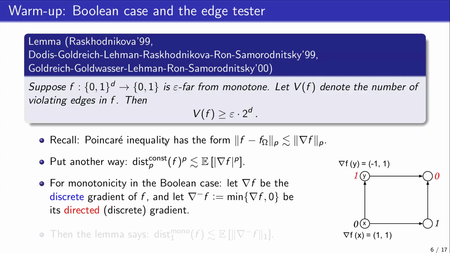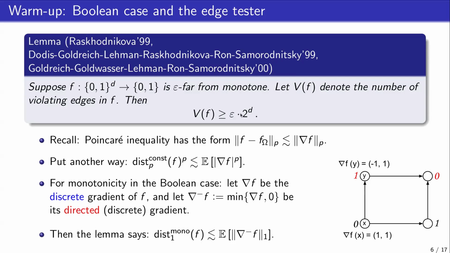Now, in this Boolean setting, I need to tell you what a gradient means, and it just means a discrete gradient. So for example, for this point y here, it is -1 on the first coordinate because this edge is decreasing from 1 to 0, and it is 1 on the second coordinate because this edge here is increasing from 0 to 1. So that's a discrete gradient. And then I'm going to use this notation gradient minus, which is the minimum between the gradient and 0 entry-wise, to denote the directed gradient. So notice that the directed gradient only preserves the violating edges. For example, here for point y, it only preserves -1, which corresponds to this violating edge. This edge violates monotonicity.